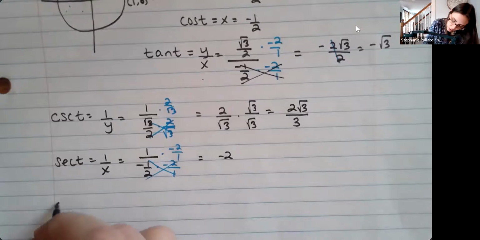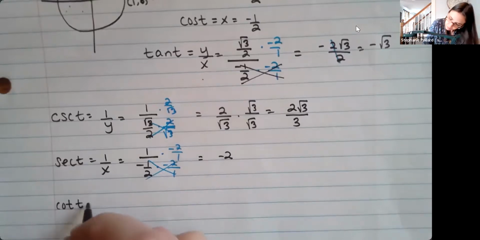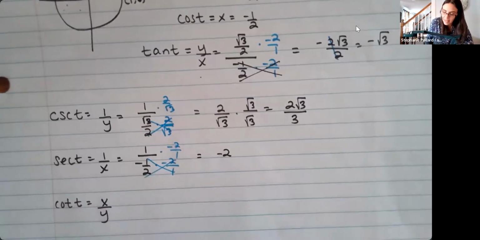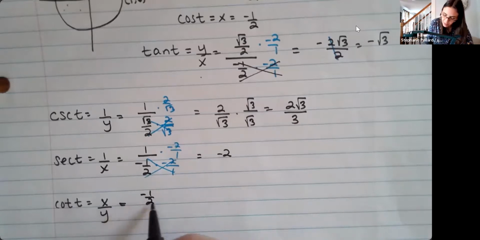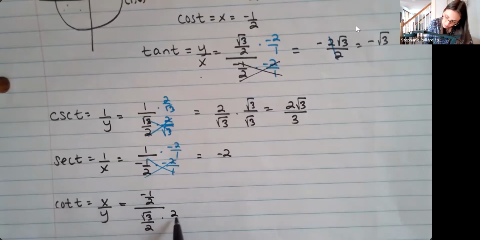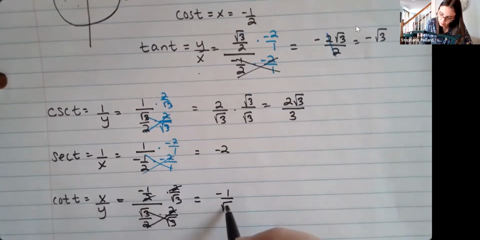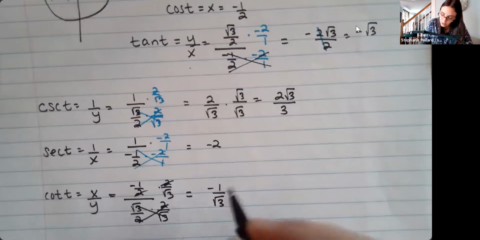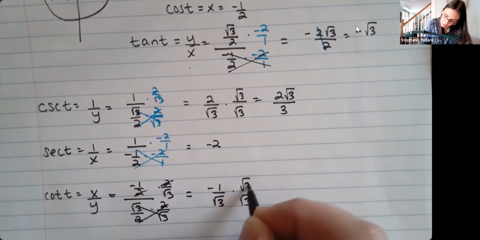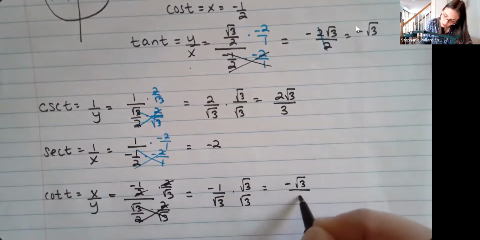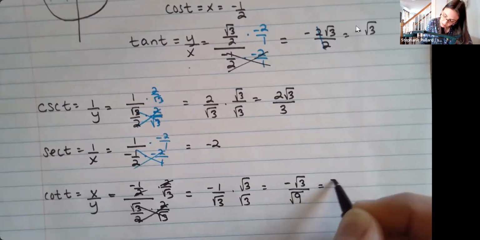And then finally, I have cotangent, which is x over y. My x value here we said was -1/2, and my y value here is √3/2. So I'm going to multiply by 2 over √3, which basically takes it from the denominator and brings it up top. Here my 2's are going to cancel, so I have -1 over √3. Now I do have to rationalize this, so I'm going to multiply by √3 over √3. So I have negative √3 over the square root of 9, which is negative √3 over 3.